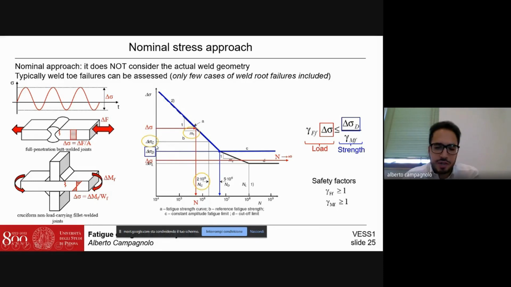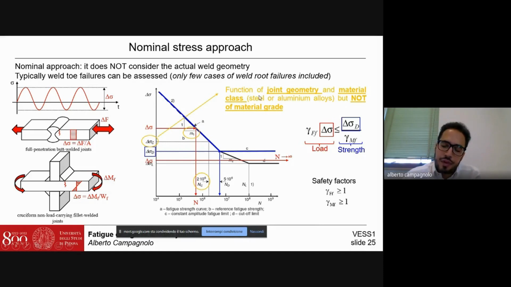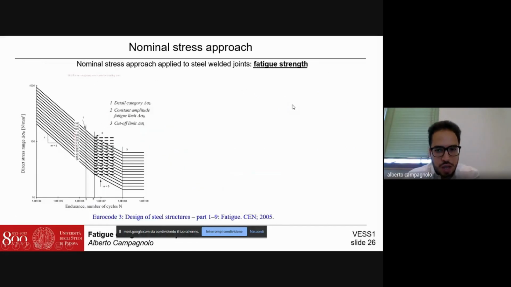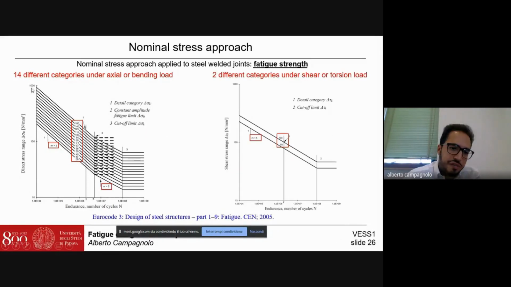The important parameters we have already discussed are the category of the joint, defined at 2 million cycles, and the slope m1. It is important to note that the fatigue strength category is not a function of the material grade, but it depends on the joint geometry and the material class, that is, steel or aluminum joints typically. So standards and recommendations suggest different categories as a function of the welded geometry.